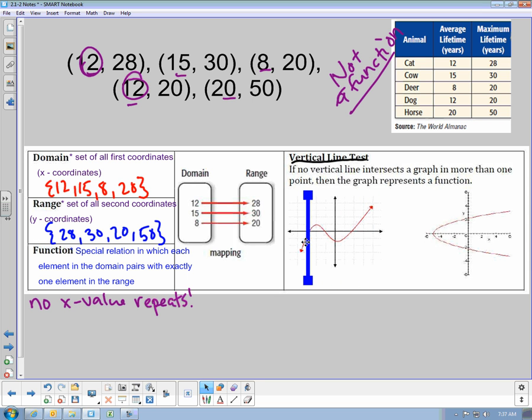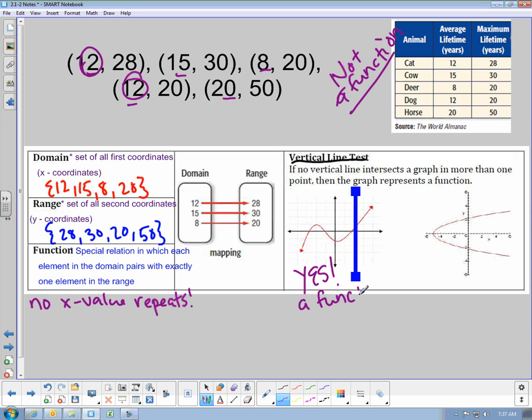So if I use my vertical line here on this function on the left, when I drag it across, there's no place that the red line goes over the vertical line twice. So this one is a function because I've met the requirement. But if I look at the second one on the right, drag your vertical line across and see it's crossing two spots almost the entire way, except for this very first one where it only has 1 point. So this one is not a function.